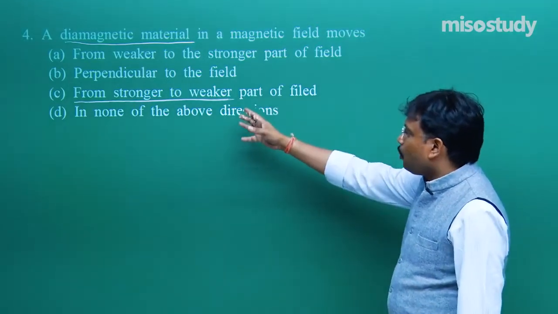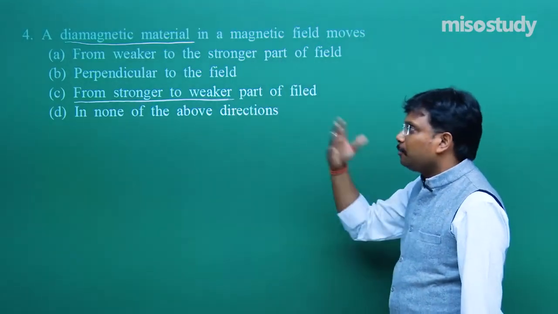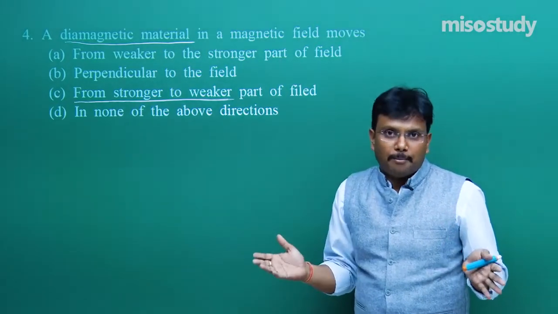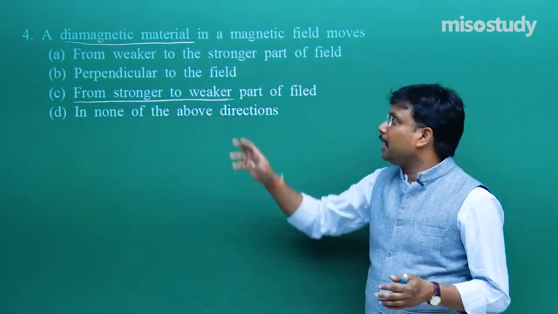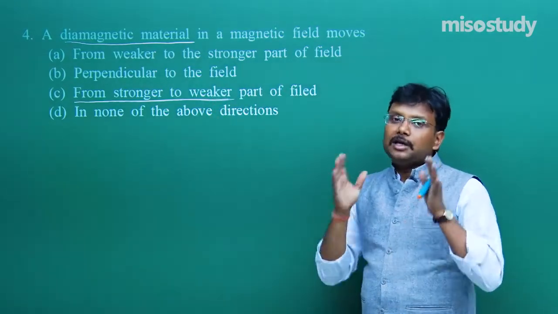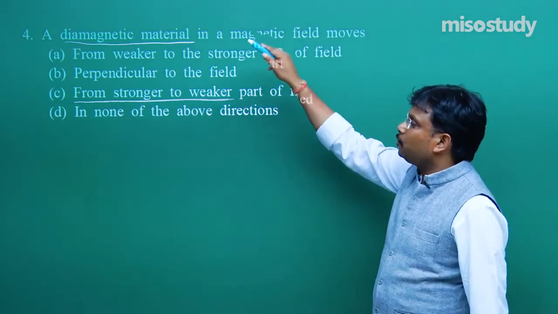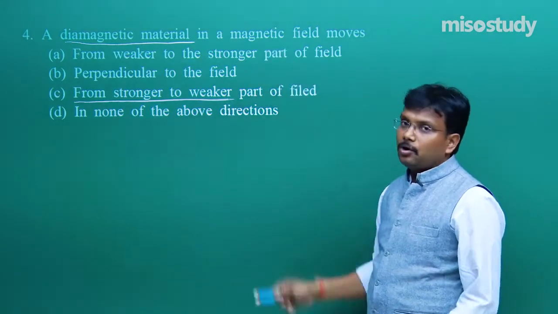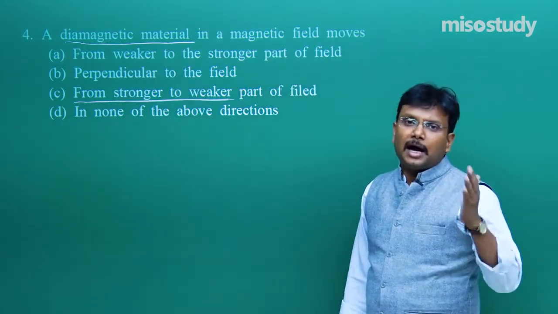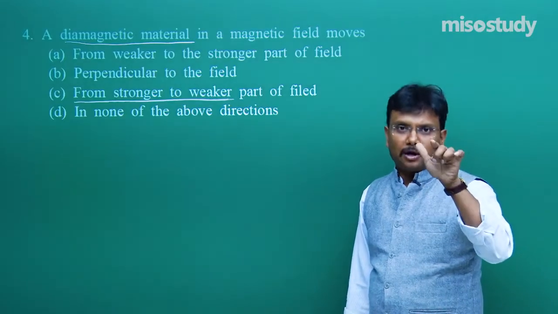So this question I have not placed just for the sake of increasing the number. My idea was that by putting this question, I will give you a message that you have to at least read once or twice the properties of dia, para, ferromagnetic, some important properties.